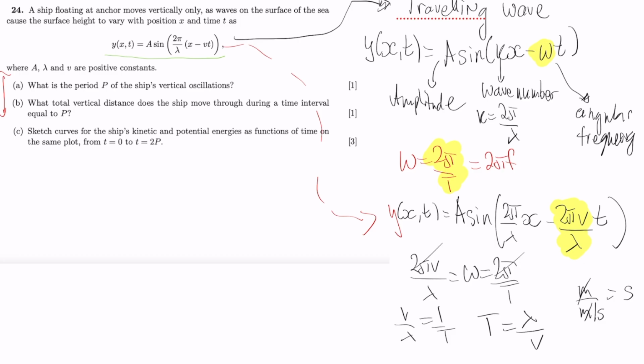Part B, what is the total vertical distance the ship moves during a time interval equal to one time period? In one complete time period, the ship is going to go up to the amplitude, but then it's going to go down to the negative amplitude. So the total vertical distance should just be equal to 2A.